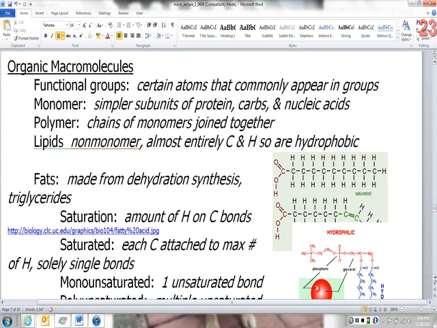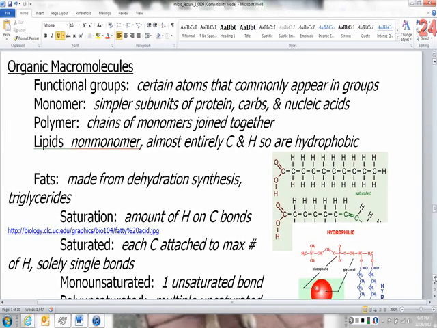Lipids are non-monomers and are almost entirely carbon and hydrogen, making them hydrophobic. They are hydrophobic because of the nonpolar covalent nature of their bonds. Fats are made from dehydration synthesis and commonly form triglycerides. A triglyceride is a glycerol backbone with 3 fatty acids attached.